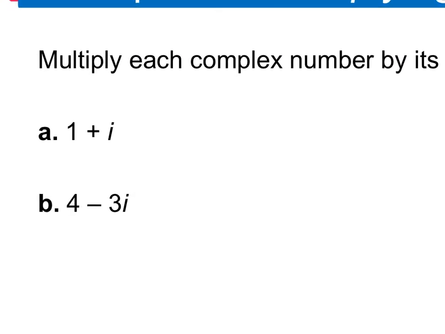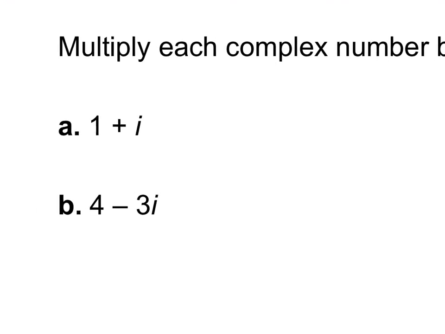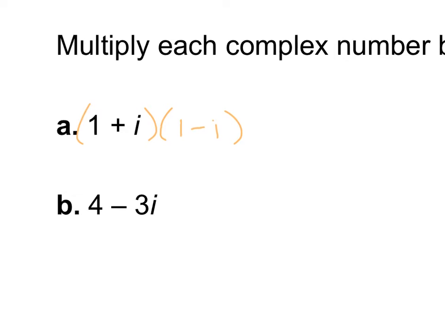So we have 1 plus i, and we need to multiply it by its conjugate. So its conjugate would just be 1 minus i. All we do is change the sign in the middle to the opposite sign. So here it's plus, we change it to minus. Everything else stays the same. And now we just FOIL it out.